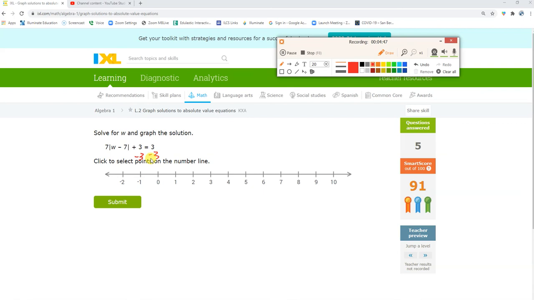Subtracting, oh, it's another 0. I do not like the zeros. 7w - 7 = 0. w - 7 = 0 after I divide by 7. w equals 7. I do not like that one.